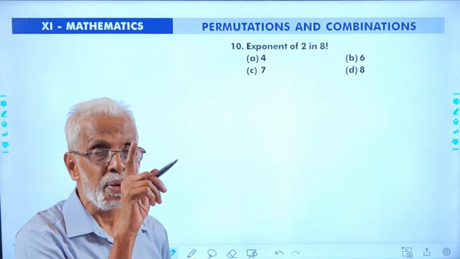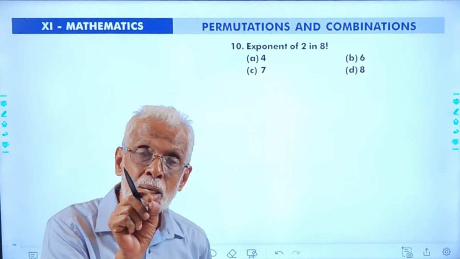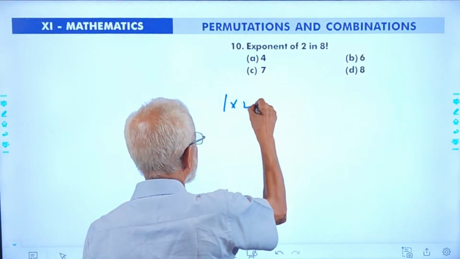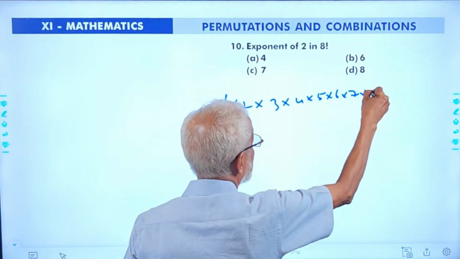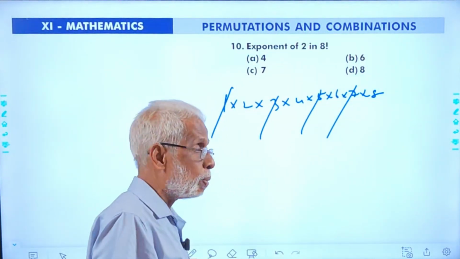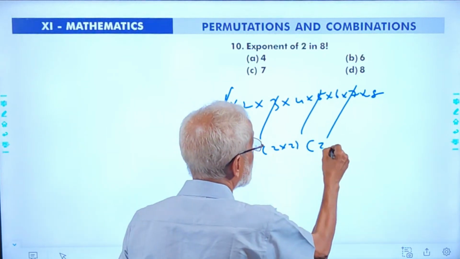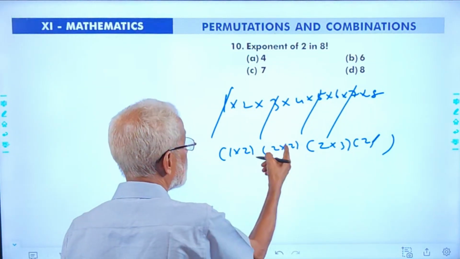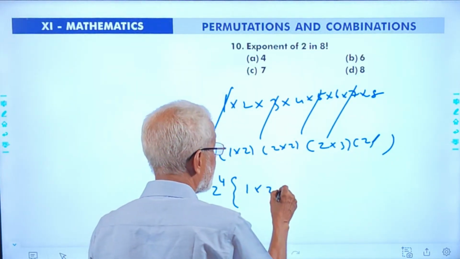Exponent of 2 in 8 factorial. Exponent means power. Exponent of 2 means number of 2's in 8 factorial. The simple way to get the answer is 1 into 2 into 3 into 4 into 5 into 6 into 7 into 8. You look, 1, 3, 5, 7 does not contain 2. Therefore, this is 1 into 2, 2 into 2, 2 into 3, 2 into 4. Here we can take 2 raised to 4 into 1 into 2 into 3 into 4.